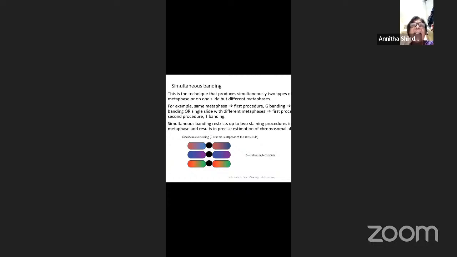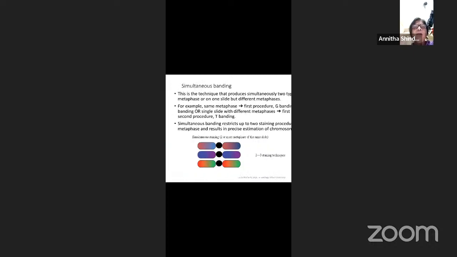For example, on the same metaphase, the first procedure is G banding and the second procedure is C banding. Or on a single slide with different metaphases, when you are seeing the slide under the microscope, you select two different metaphase stages, not one single metaphase. That is how you go for simultaneous banding. And here also, simultaneous banding is restricted to only two staining procedures. Beyond that you should not do it, since again it will deteriorate the chromosome structure.